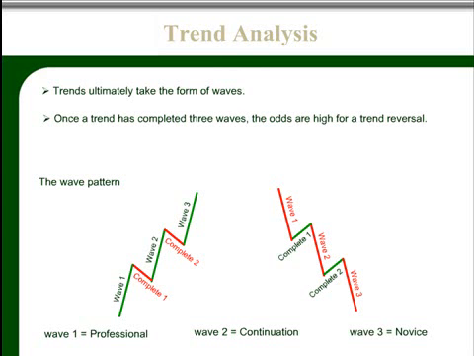A trend that has a 30-degree slope is very strong and has high odds for continuation. In this type of trend, prices can and do form more than 3 waves. It is possible to see 7 or even 10 waves at times in a strong trend.